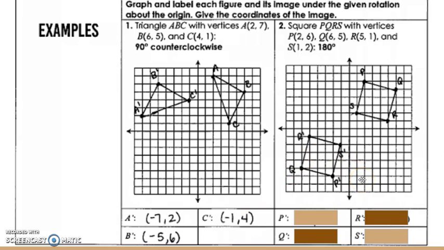For number 2, we have a 180 degree rotation that we want to do for our square. 180 degrees means that I am doing the opposite of x and y. So x and y get to stay where they are, but we're doing the opposite sign. Instead of 2 comma 6, P prime turns into negative 2, negative 6. For Q prime, instead of positive 6, 5, it's negative 6, 5. R becomes negative 5, negative 1, and S becomes negative 1, negative 2.